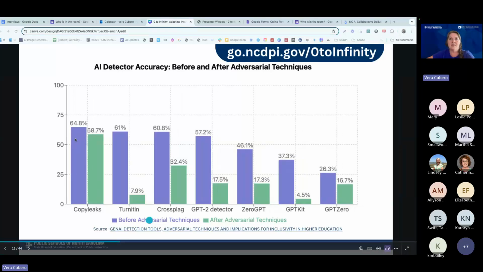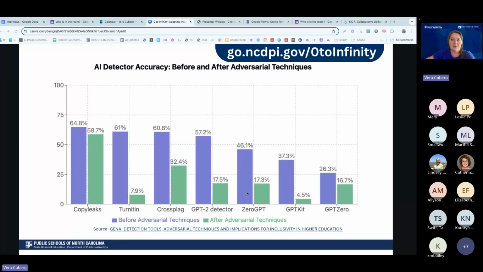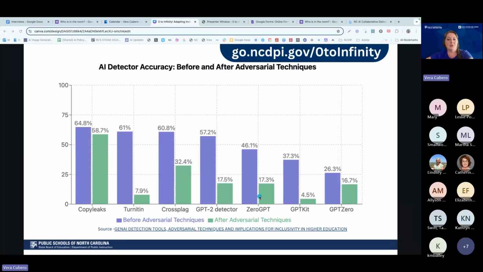And you can see that they're still not as high as they claim, but the green bar indicates after those adversarial techniques were introduced, how much less accurate they were. And some of them were practically almost 0%. I mean, they dropped significantly. And so again, some students who know how to prompt and who know how to find out how to beat these things are beating them, and it's going undetected.